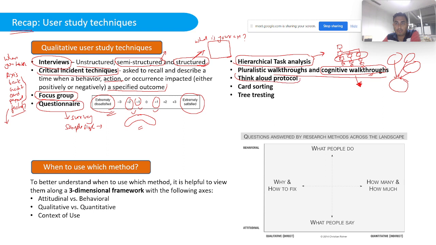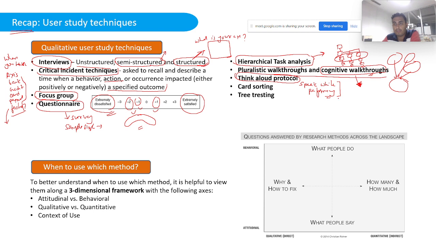Then we discussed think aloud protocol, which is basically speaking aloud while performing any activity. That means when you ask someone to perform a certain task, for example, if you give an Axis Bank mobile banking application and ask them to pay their credit card bills using that application, then the user has to speak their thought process while doing the activities.